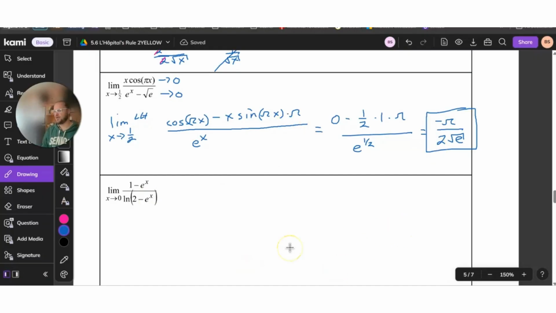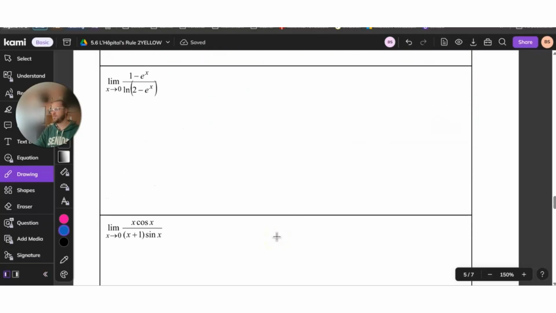All right, shall we do another one? And now, we do it at 0. E to the power of 0 is 1. 1 minus 1 is 0. E to the power of 0 is 1. 2 minus 1 is 1. Ln of 1 is 0. L'Hopital. The limit as x approaches 0 of 1 is 0. E to the x is negative e to the x. It doesn't even change.